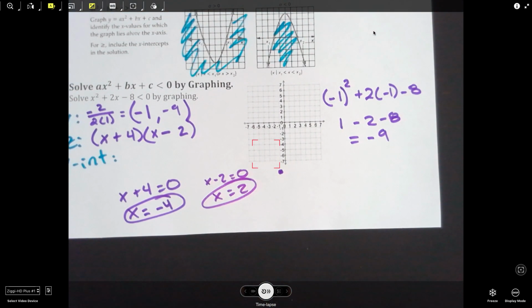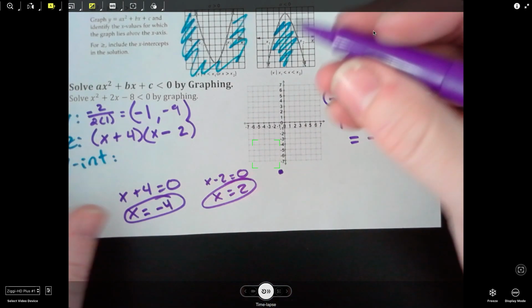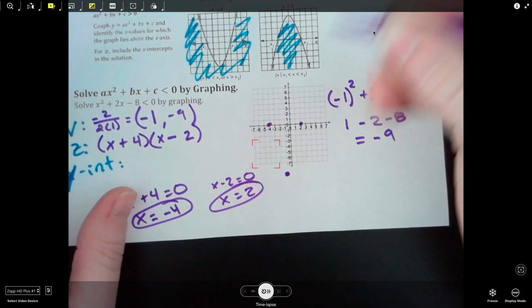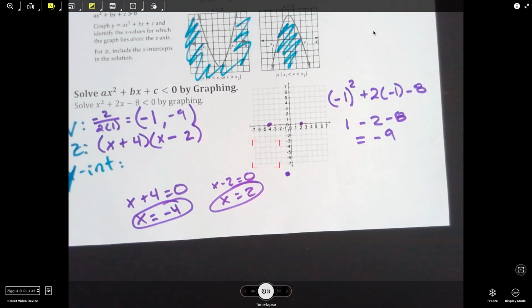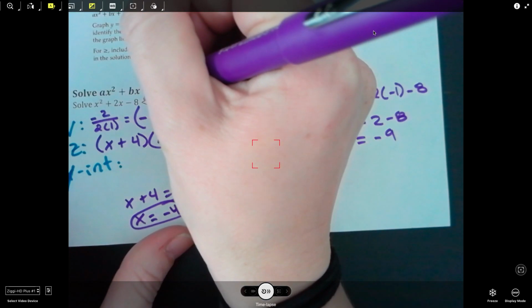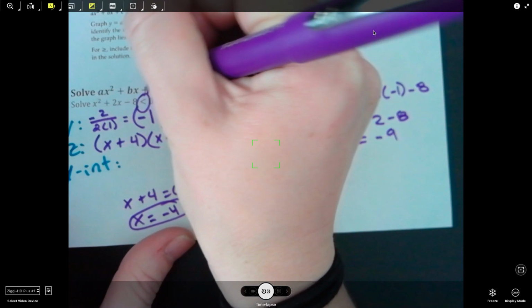Okay, so plot those 2 points. Negative 4, positive 2, and I'm not going to make a mistake again. It's a dotted line, right? Because this sign tells me dotted. Dotted. Okay?